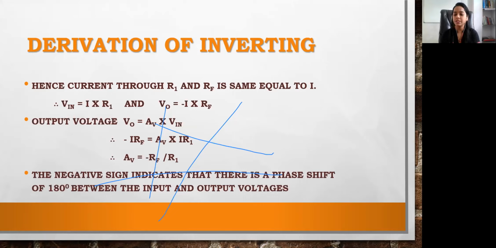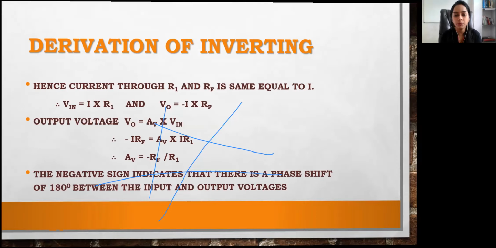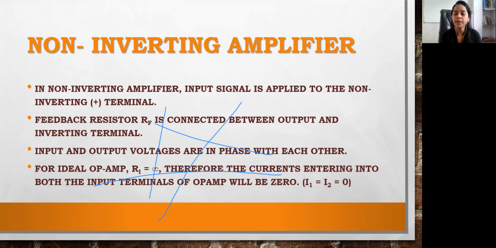So here you will see that you have a minus sign at the output, which denotes that there is a phase shift of 180 degrees between the input and output voltages. Now we will see what a non-inverting amplifier is.